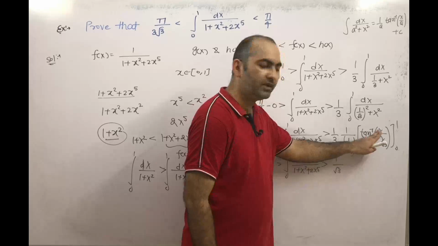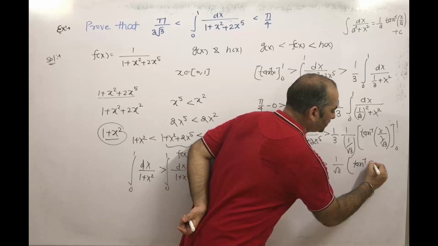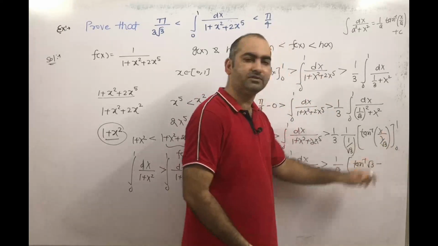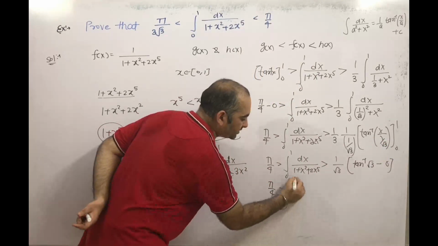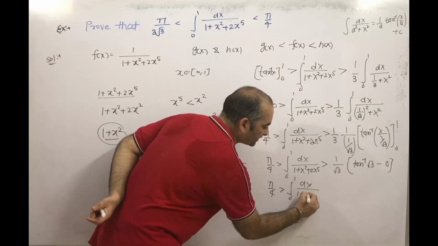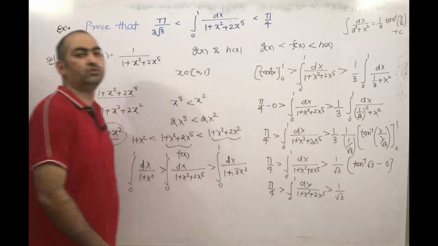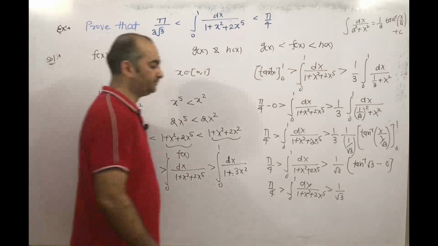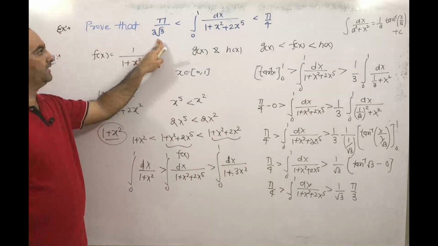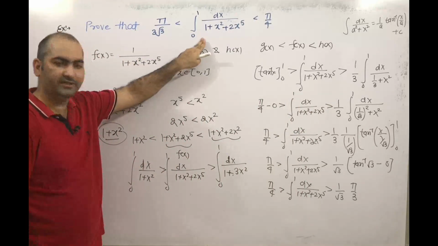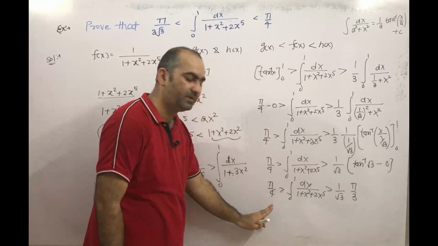Now tan⁻¹, if I put 1 here, √3 will come in the numerator. So this will come: tan⁻¹√3 minus, if I put 0, tan⁻¹0 is 0. So π/4 is greater than the integration from 0 to 1 of dx divided by 1 plus x² plus 2x⁵, which is greater than 1/√3 times tan⁻¹√3. What is tan⁻¹√3? π/3. So this will come. You can see π/(3√3) is less than this integration, and this is less than π/4. This is your proof.